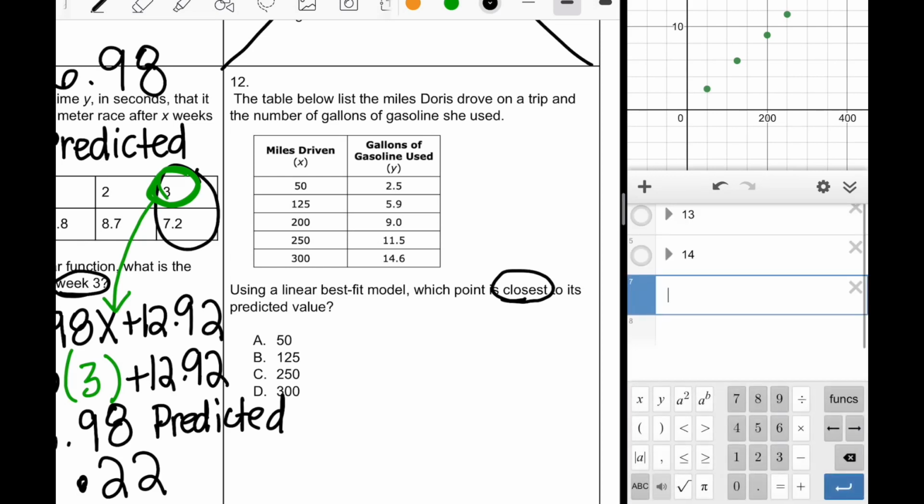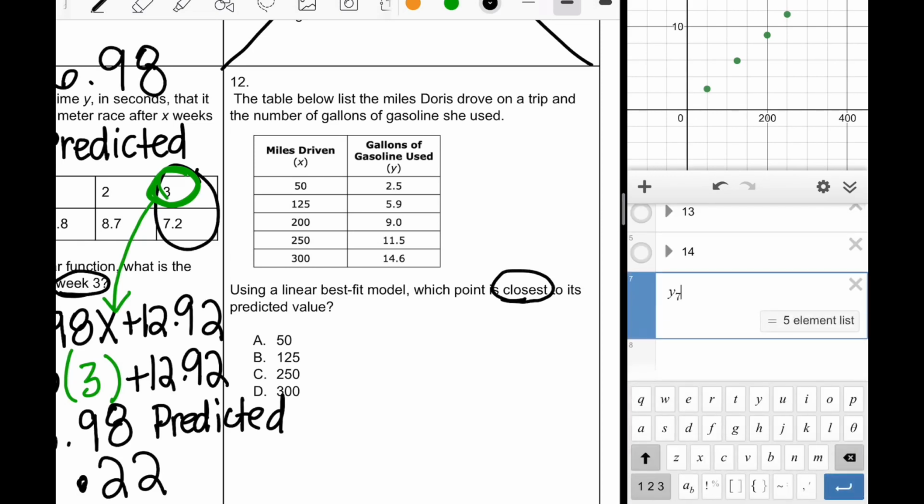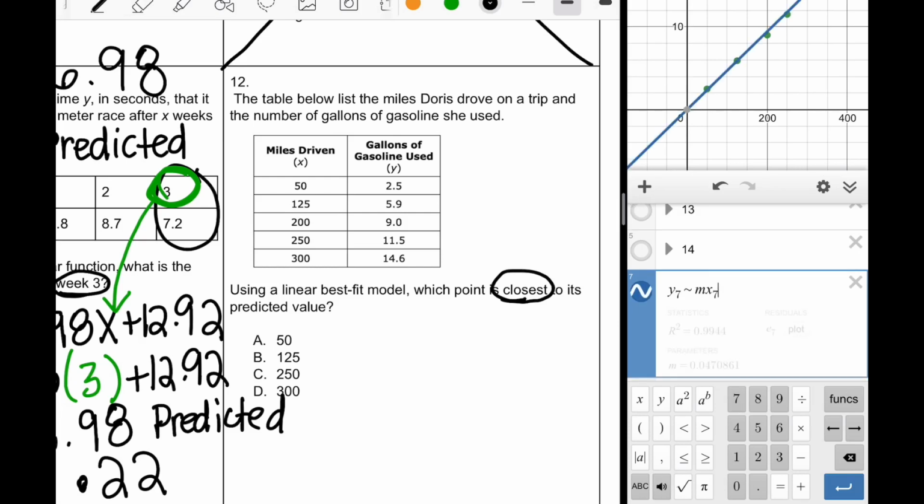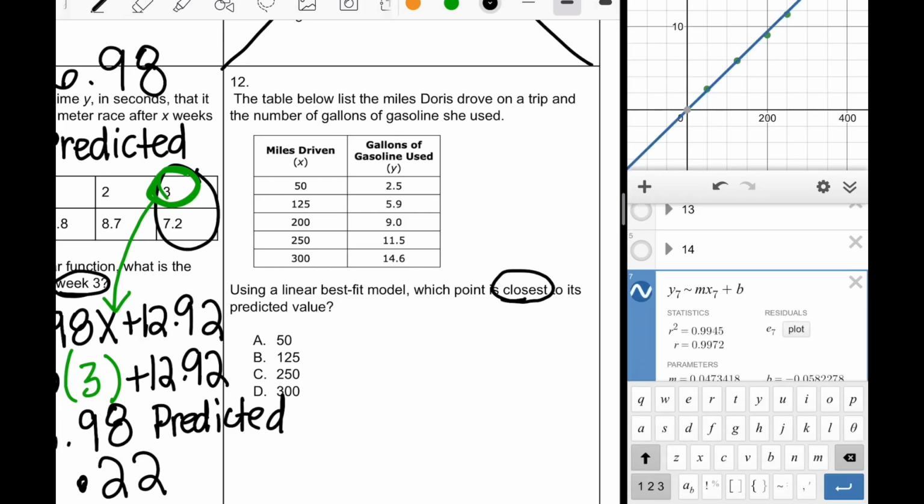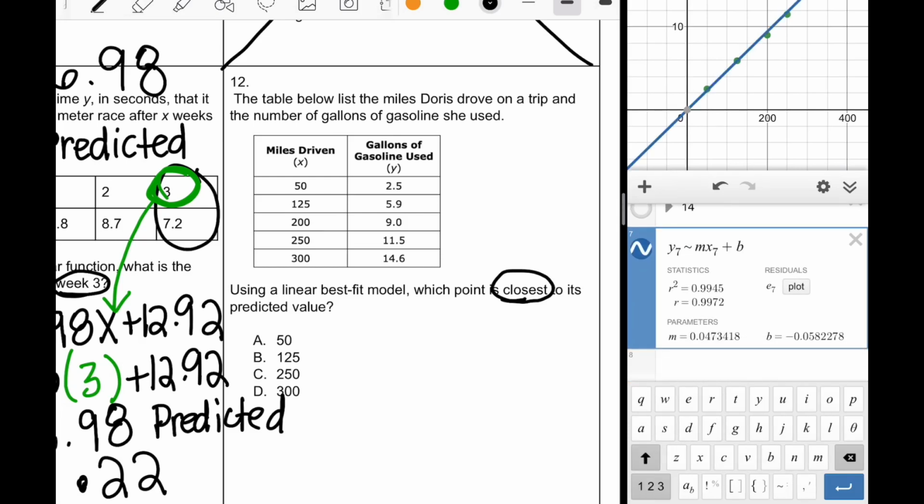So we're going to come here. We're going to do y7 squiggle mx7 plus b. Now, we have our m and our b. We could make that equation, plug them in, and see which one is actually closer, because these are our actual values right here, and we would have to plug in our x values to get our predicted. Well, the great thing about Desmos is over here there's a residuals button. If you see, it says plot the residuals.